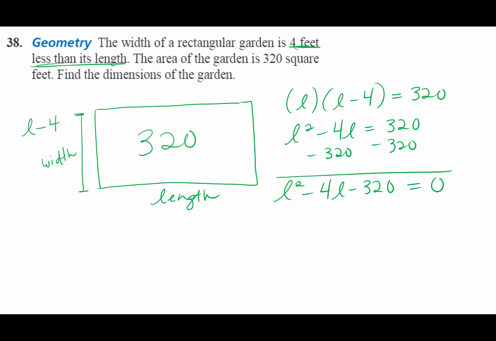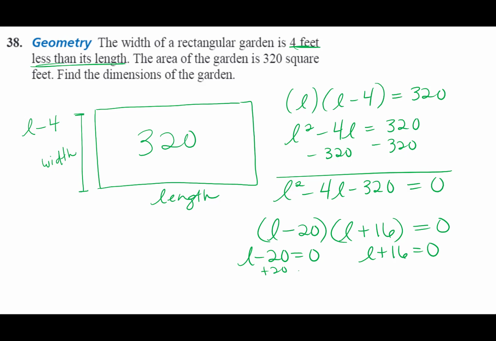There is not a common factor, so we can go ahead and just factor this problem. We'll put an L in the first position, and now we're looking for two numbers that multiply to negative 320 and add to negative 4: negative 20 and positive 16. Those two numbers multiply to negative 320 and add to negative 4. Now set both of those factors equal to 0. On the left side, add 20 to both sides. L equals 20. On the right side, subtract 16.